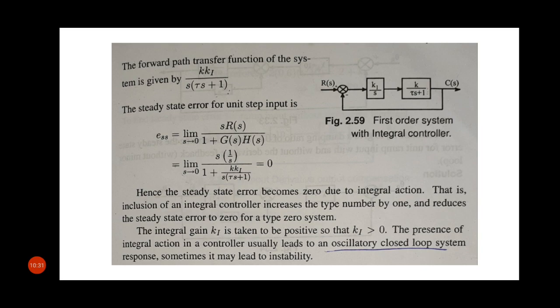The presence of integral action in a controller usually leads to an oscillatory closed loop system response, and sometimes it may lead to instability. Now we will discuss the derivative controller.